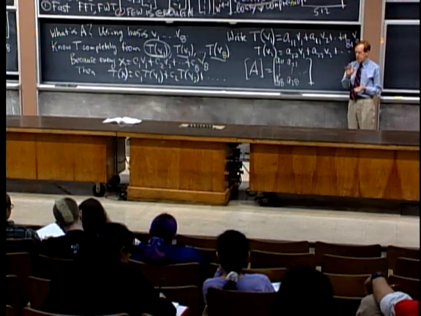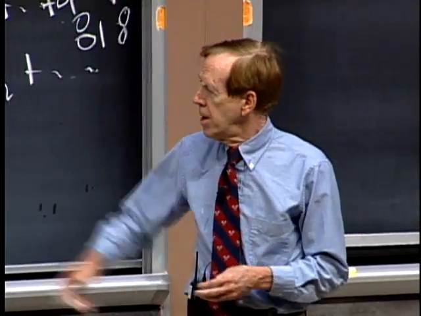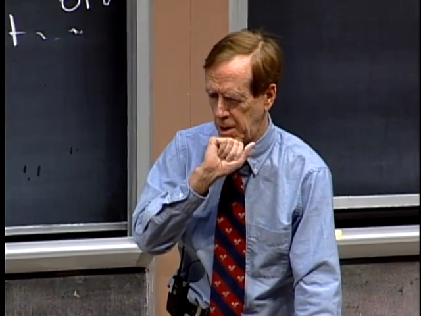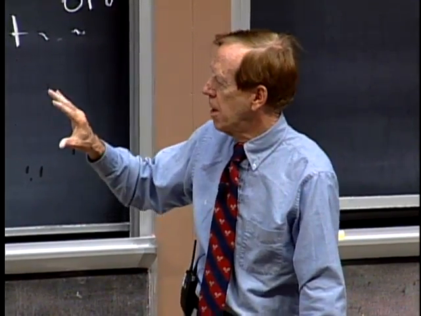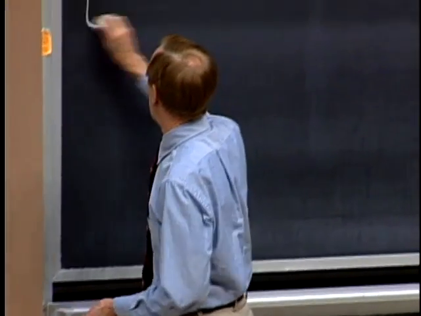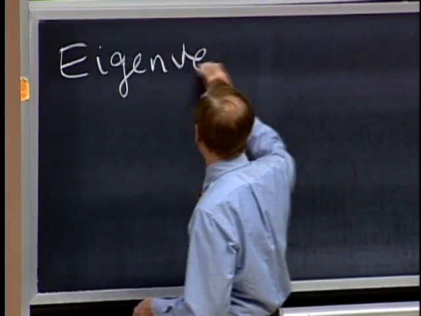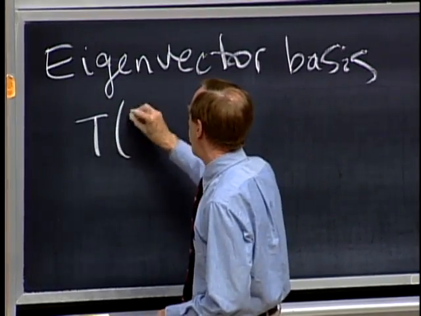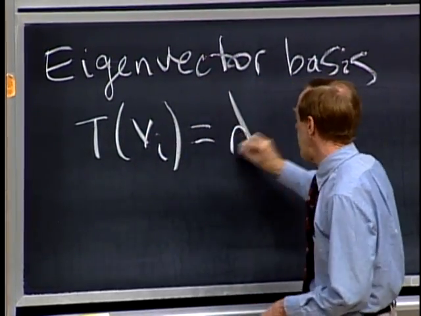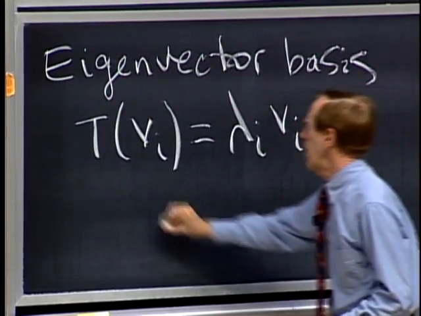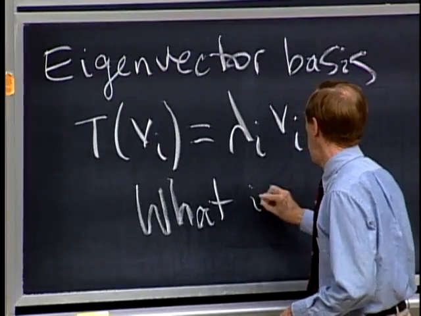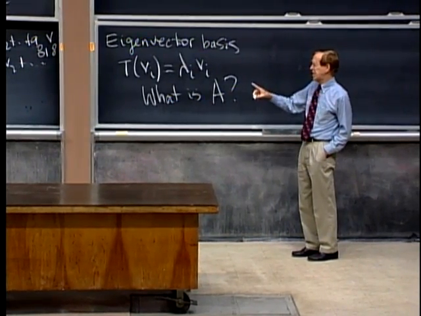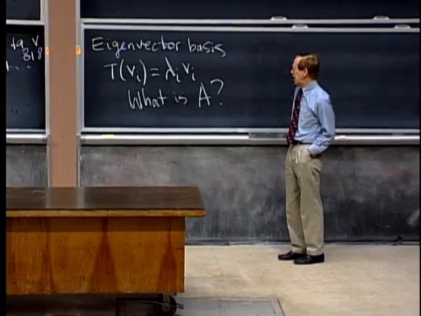Let's close with the best example of all. Suppose V1 to V8, this basis, is the eigenvectors. Suppose we have an eigenvector basis. So that T of Vi is in the same direction as Vi. Now my question is, what is A? Can you carry through the steps? Let's do them together, because we can do it in 1 minute.